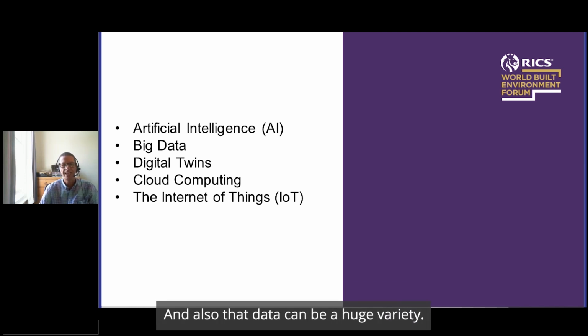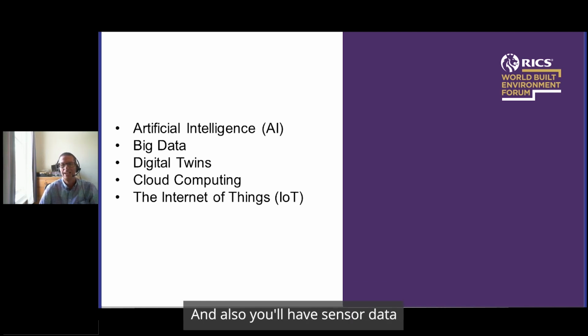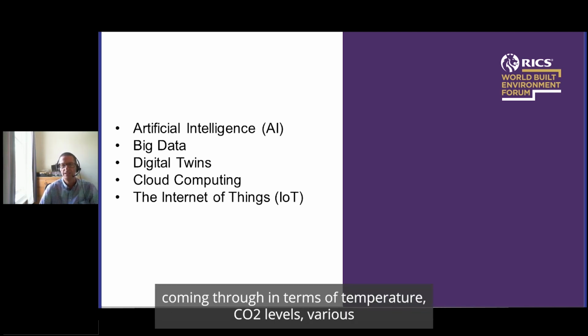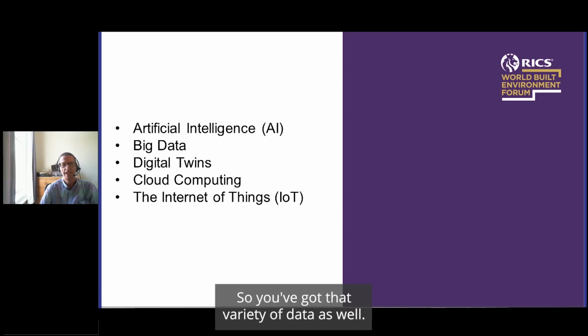And also that data can be a huge variety. Some of it may be text, some of it may be images from the security system, some of it may be video or audio, and also you'll have sensor data coming through in terms of temperature, CO2 levels, various readings from plant and machinery within a building. So you've got that variety of data as well.